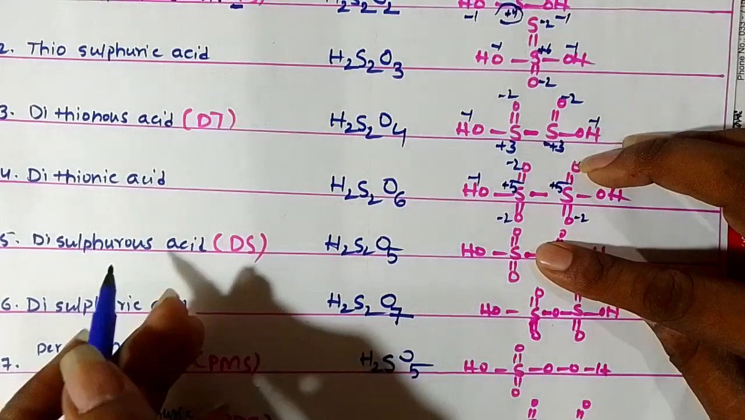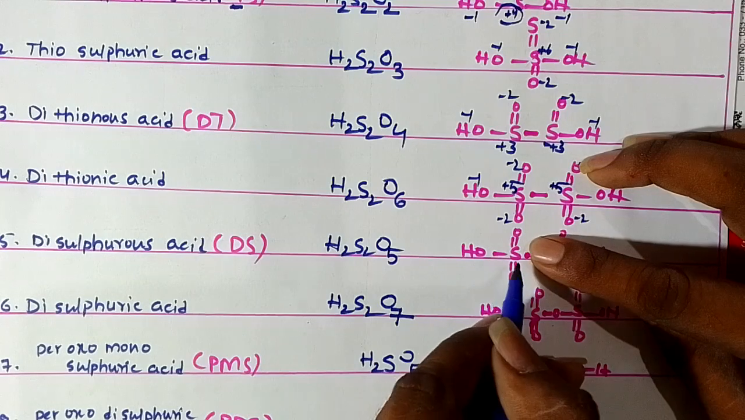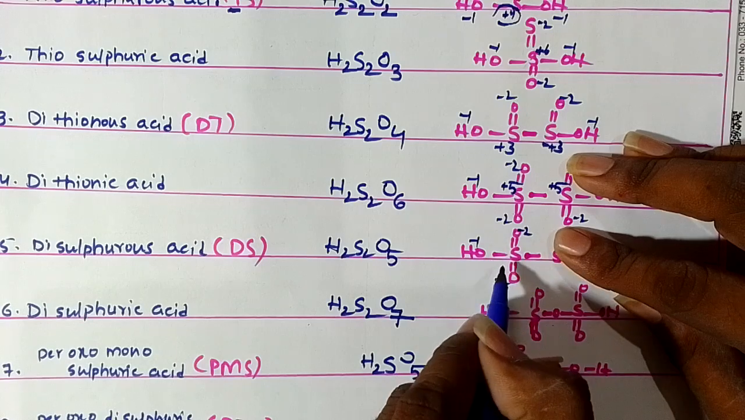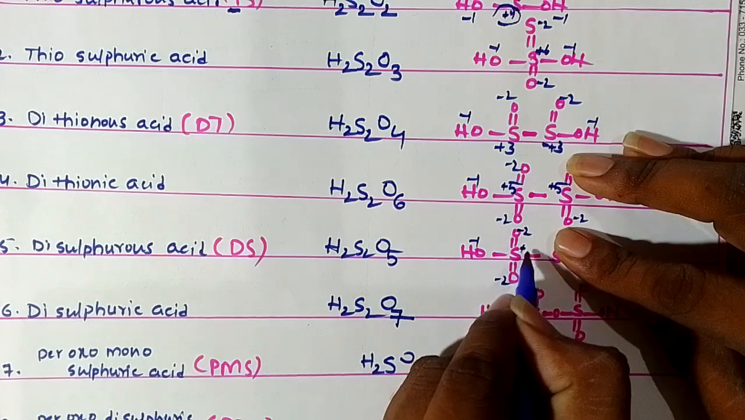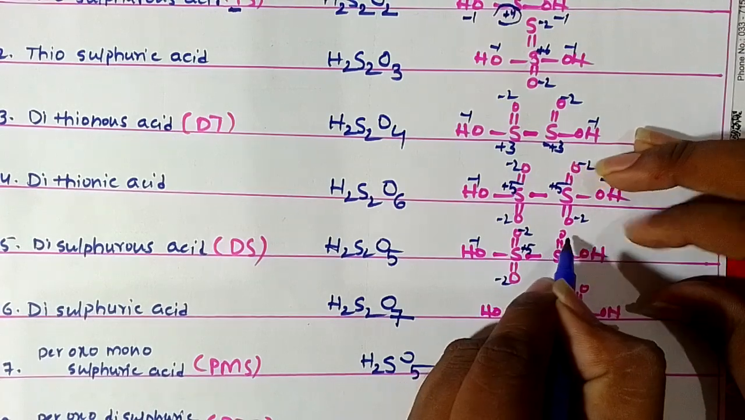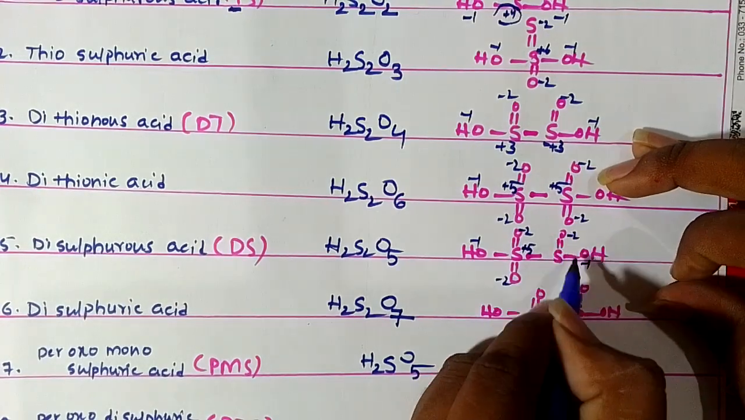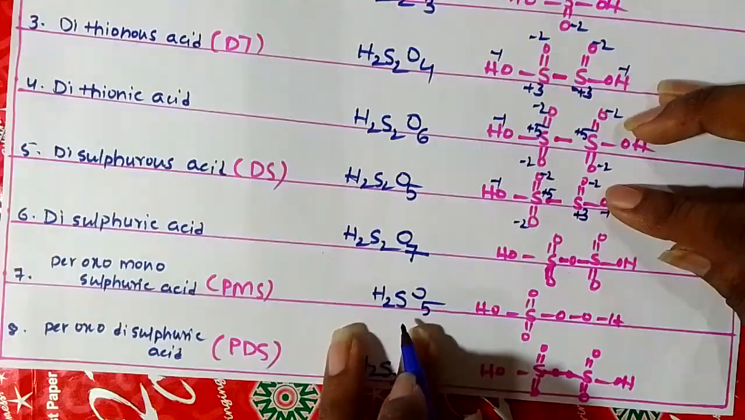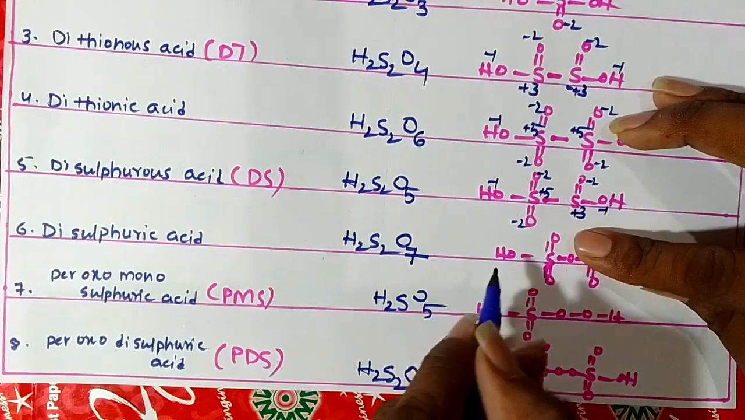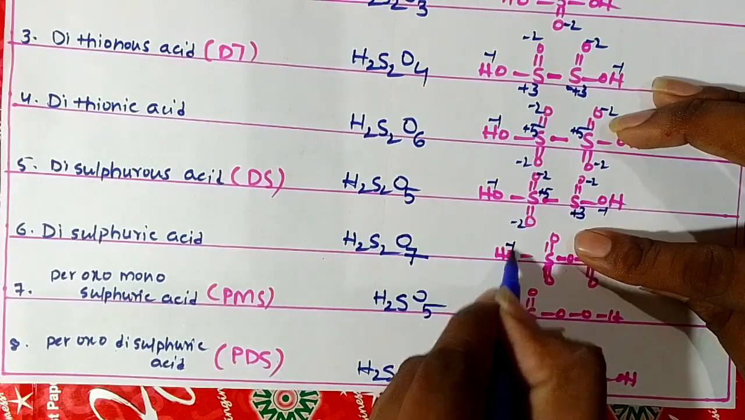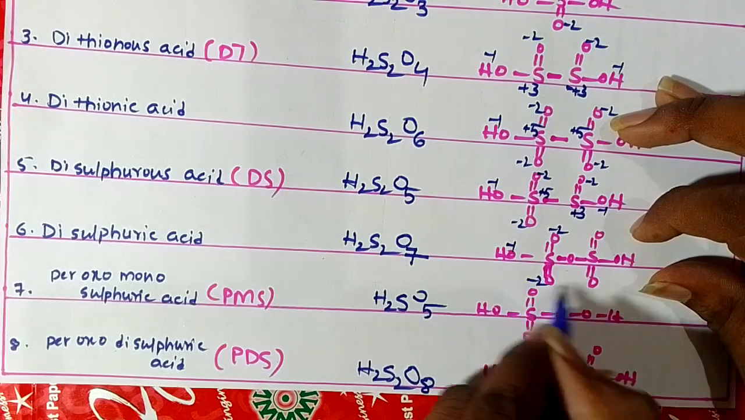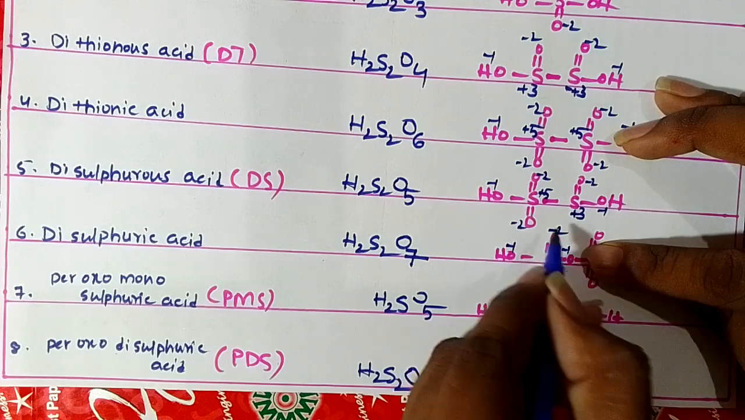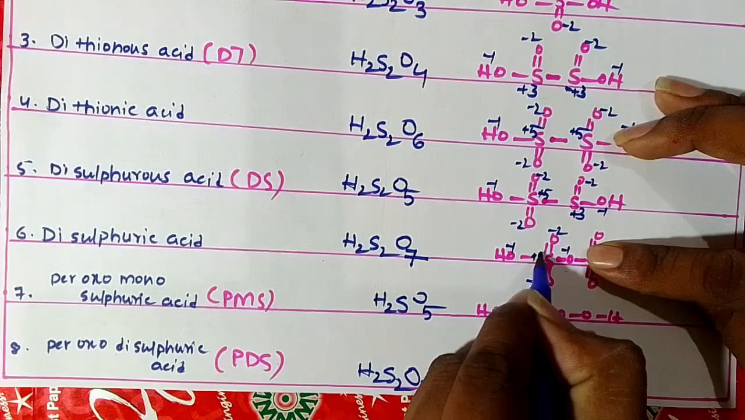Now coming to this acid, disulfurous acid. So the oxidation state of sulfur: hydroxide -1, double bond O always -2, double bond O -2, the total is -5. So the oxidation state of sulfur is +5. Now coming to this sulfur, double bond O -2, hydroxide -1, so total -3. So the oxidation state is +3. Now coming to disulfuric acid, hydroxide always -1, double bond always -2, double bond -2, single bond always -1, single bond always -1. So the total -2, -3, -5, -6. So the oxidation state is +6.